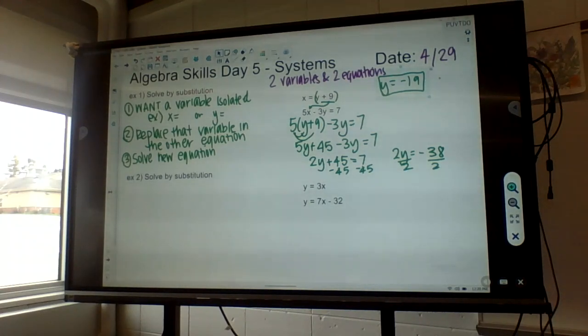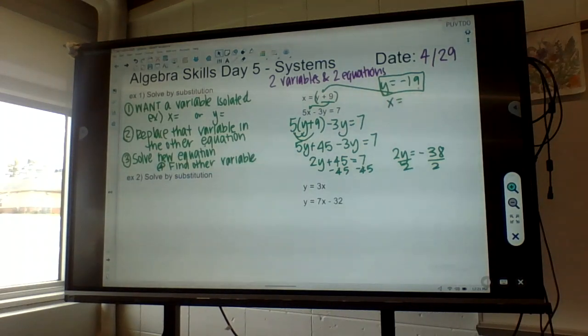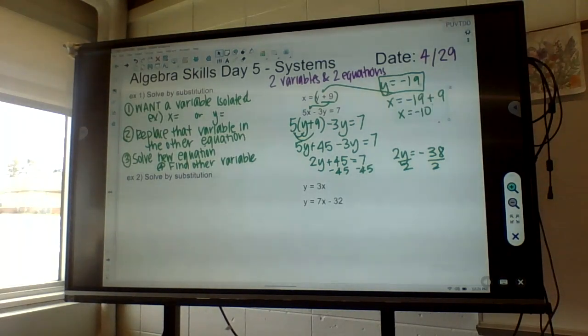Okay. So the thing is, though, it says 2 variables and 2 equations. We only know one of them. So we do have to take that and put that one back in. The good news is, though, the equation we use to substitute with, that's usually the easiest equation to put the value back into. So now I know what y is, so I'm going to put that back in to find the other variable. So step 4 is to find the other variable. So x equals, now I know y is negative 19, plus 9, so I find out that x is negative 10.